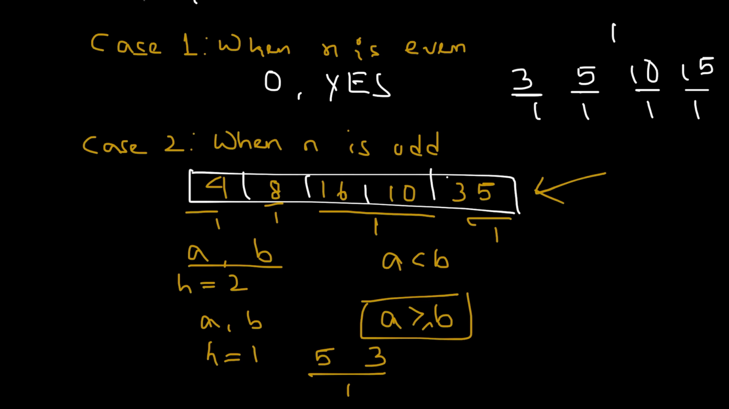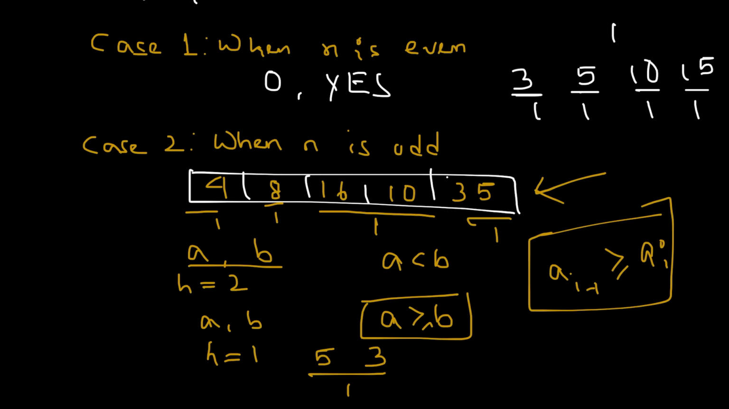So what we have to check here is that if we can find a pair such that A(i-1) is greater than or equal to A(i), if this is the condition in the case of odd length arrays, then our answer will be yes. And if it is not the condition, that is, we couldn't find any pair that has the previous element greater or equal to the next element, that is, all the elements are smaller than the next element.